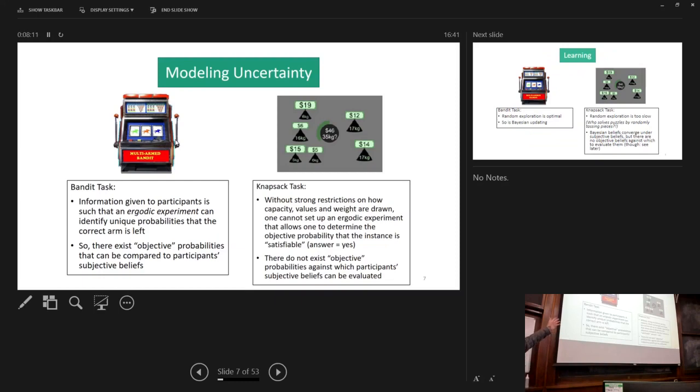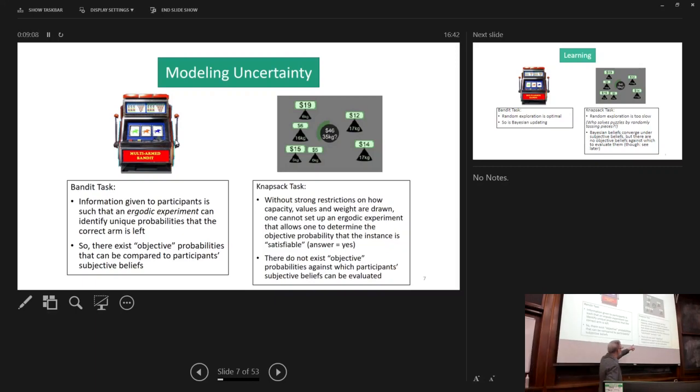Modeling uncertainty in the Bandit task: the information that's given to the participants is such that you can actually set up what they call in probability theory an ergodic experiment that can identify unique probabilities that the correct arm is left. So an objective probability that says that the left arm is correct with 40% probability or something like that. An ergodic experiment just means that by repeating, by sampling, by just doing a very stupid exercise where you don't have to think, you just draw, and you see what happens, by reinforcement learning, by stuff that Silicon Valley does, ChatGPT, reinforcement learning, just randomly, not thinking about anything, you can actually find objective probabilities. It's extremely powerful because now if you do an experiment, as an economist or psychologist, you have a benchmark. These are these objective probabilities, and then you can see whether the subjective probabilities and the choices are related to that.